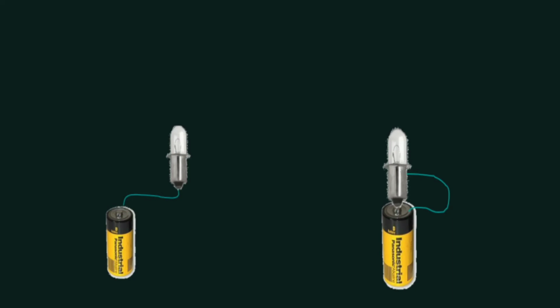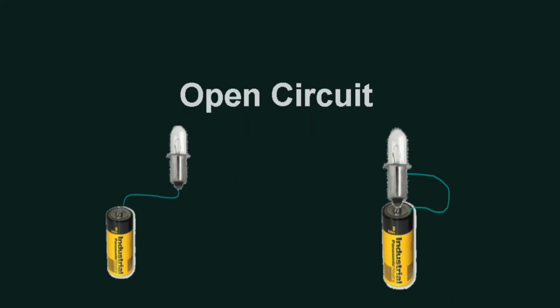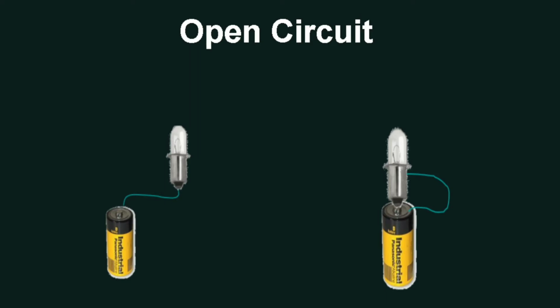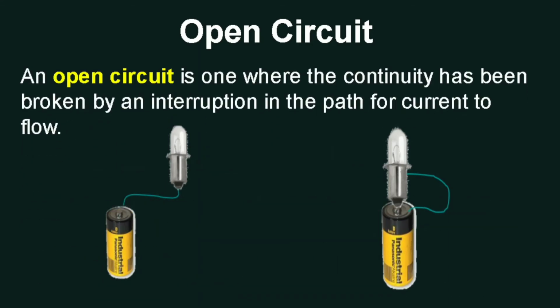While this picture shows an open circuit, and it will never make the LED light up because the circuit is not closed and there is a gap for the electrons to flow. When you say open circuit, it is one where the continuity has been broken by an interruption in the path for current to flow. Question: what type of circuit makes the LED bulb lighted up? Correct, it is the closed circuit.